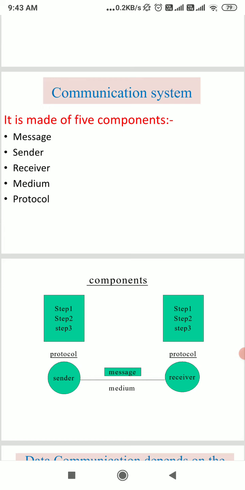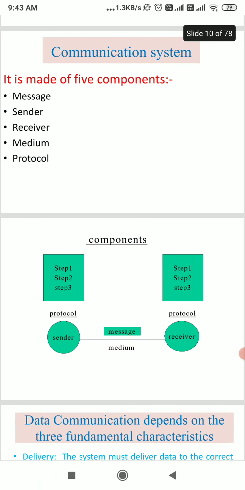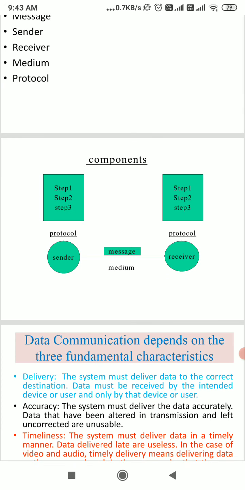Whenever we are sending information, that data you can call a message or data. If you are sending information, you will use a network. You can use any frequency for the remote, or you can use any wired media, like we are using a telephone. That is the medium. We are using a protocol. So these are the 5 components. You can see the basic diagram for the communication system.